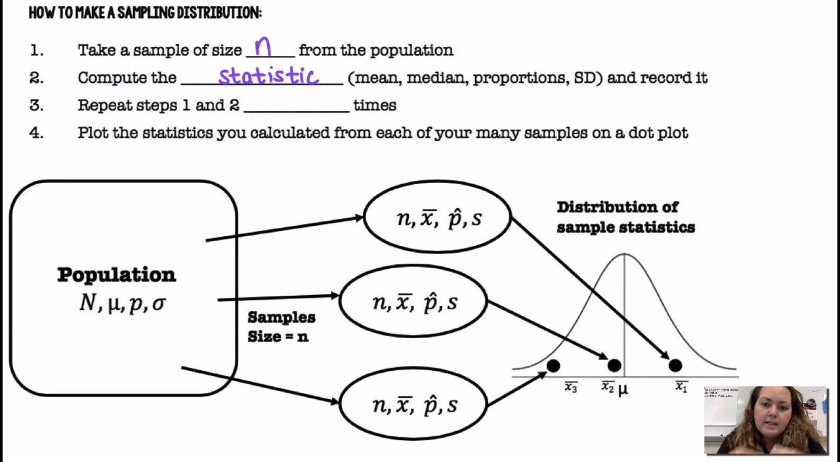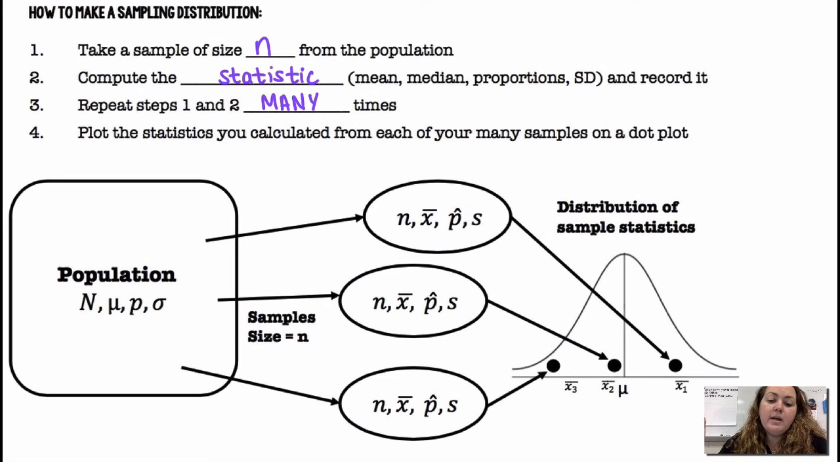So you take a sample, you calculate a statistic from that sample, and then you're going to repeat that process many times. And you're going to plot the statistic you calculated from each of your many samples on a dot plot. What this looks like as a picture: we're starting with our population, and our population is of size capital N. The mean is mu, the population proportion is p, the standard deviation is sigma, and then we're taking a sample.